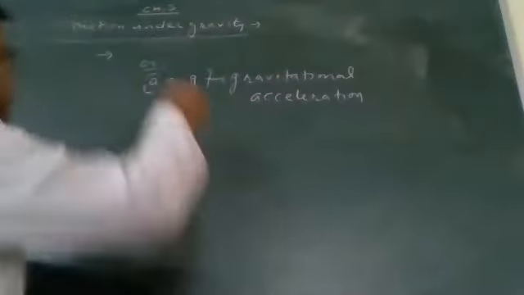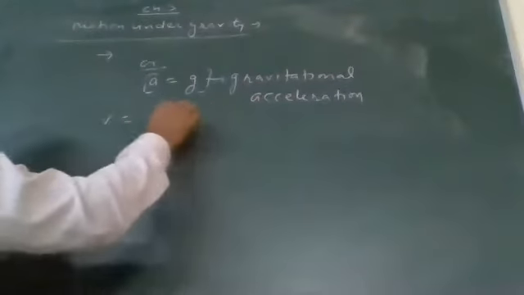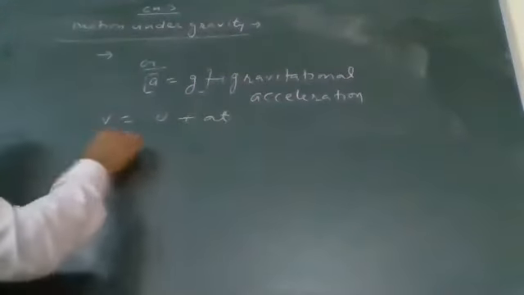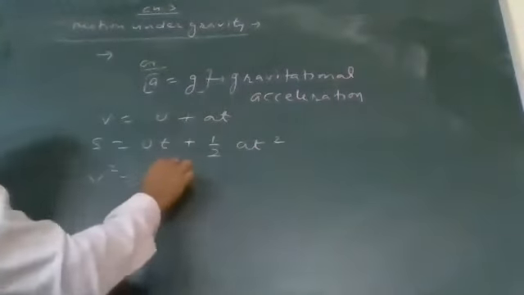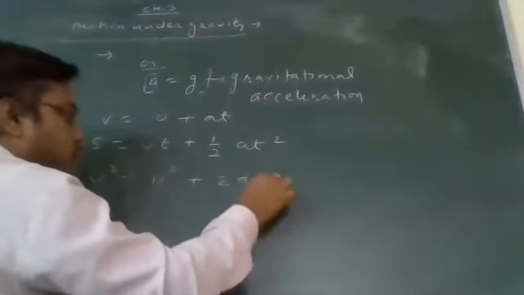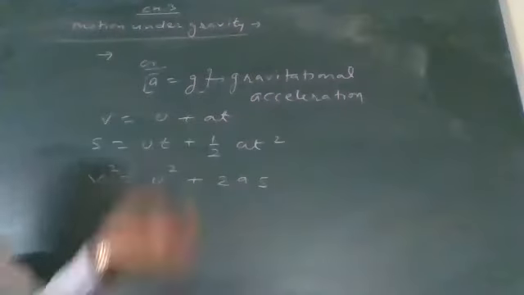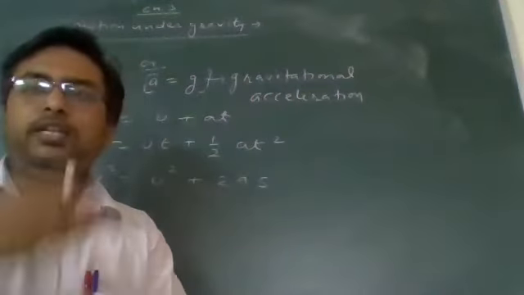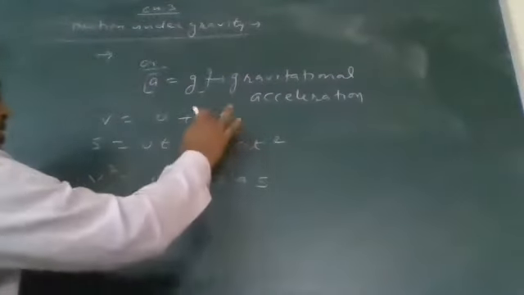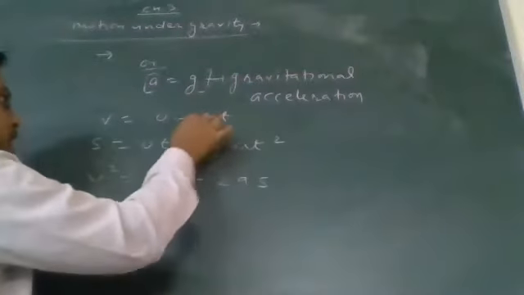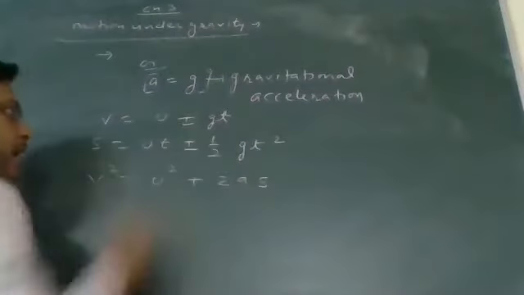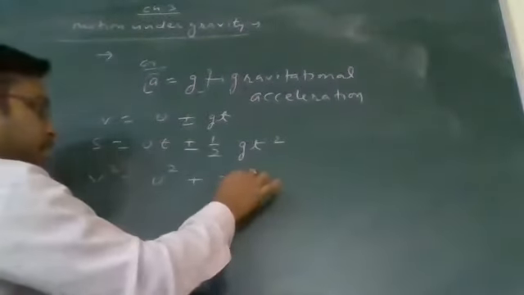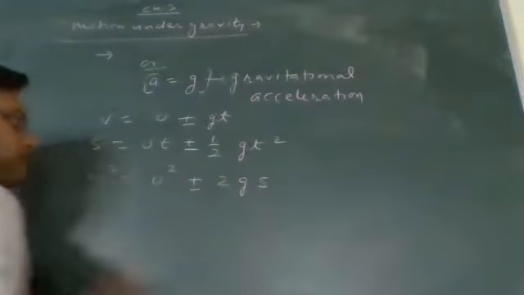Now, we have discussed the equations of motion. First, v equals u plus at. Second, s equals ut plus half at square. And third, v square equals u square plus 2as. Now, if I am discussing these equations of motion under the influence of gravity, this a will be replaced by g, and I will use the sign plus and minus.